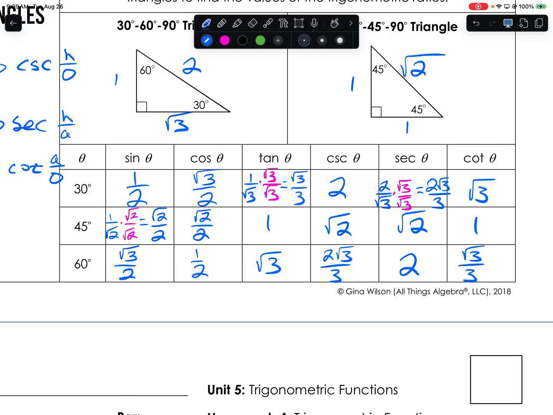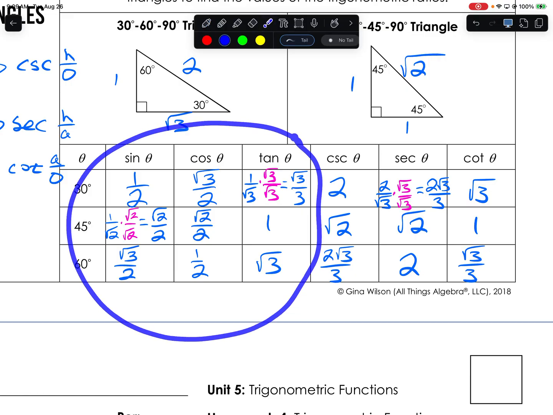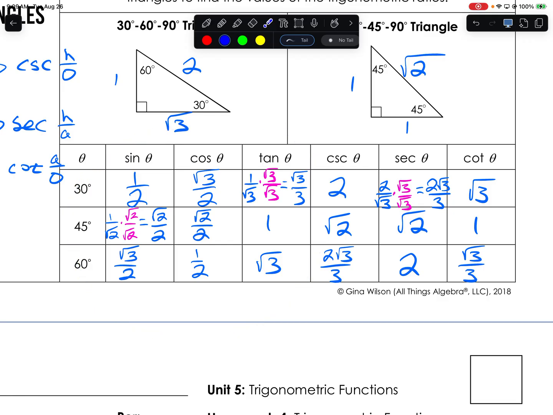So in all this stuff, we're going to be doing it like crazy on the unit circle. All of it is going to be this part of the table. So you're going to do the unit circle like crazy with all that stuff.